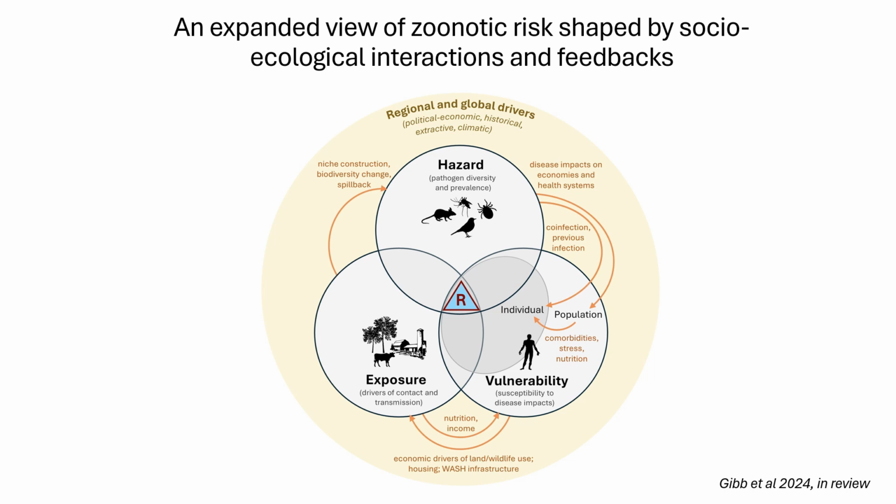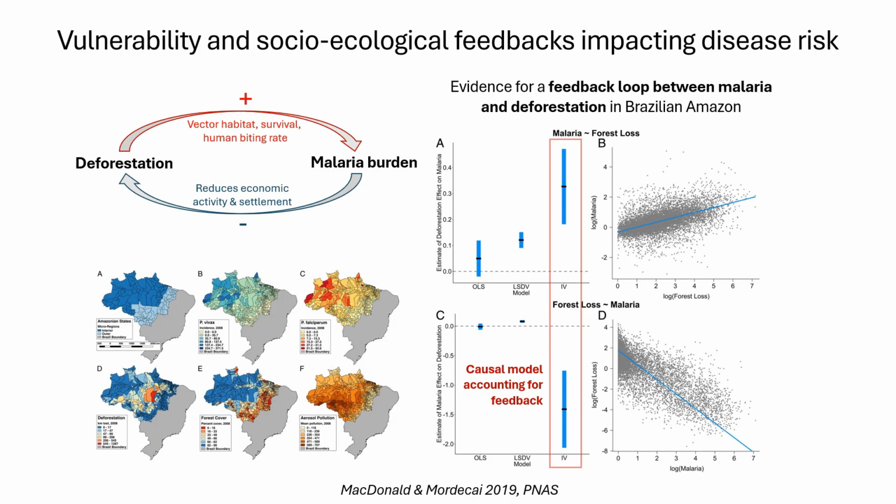So for the last section of this talk, I really just want to talk about some of those feedbacks and what we might do about it. So here are just a few examples. Here we can see how vulnerability and socioecological feedbacks can shape disease risk. This is a nice study of data from the Brazilian Amazon showing that increased deforestation drives increasing malaria through producing the right kinds of habitat for vectors to survive in and bite people.